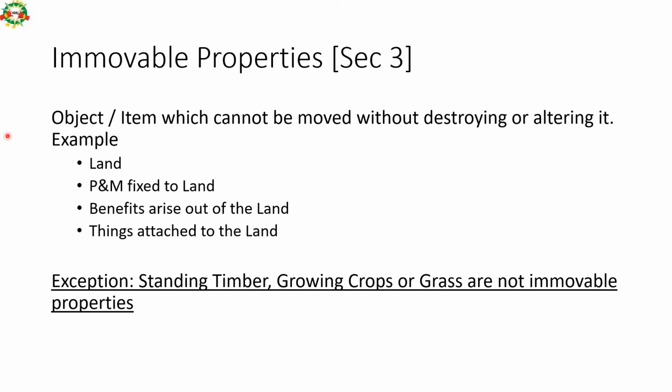Examples of immovable property are land, plant and machinery fixed to land, benefits arising out of the land, and things attached to the land. Please note down the exception to this: standing timber, growing crop or grass are not immovable property. A 1 mark theory question may come out of this part, or this exception part also.